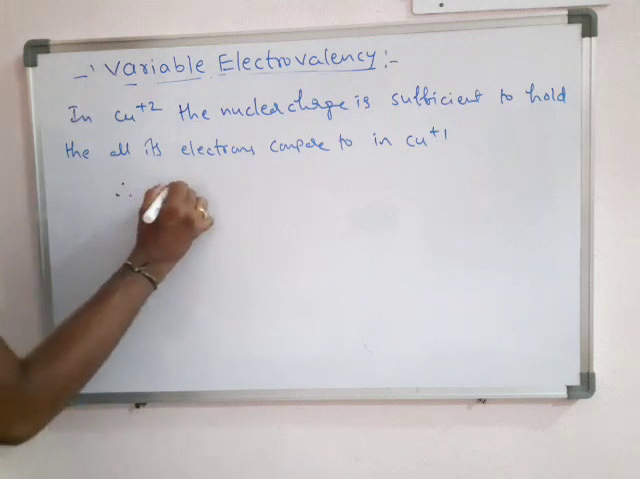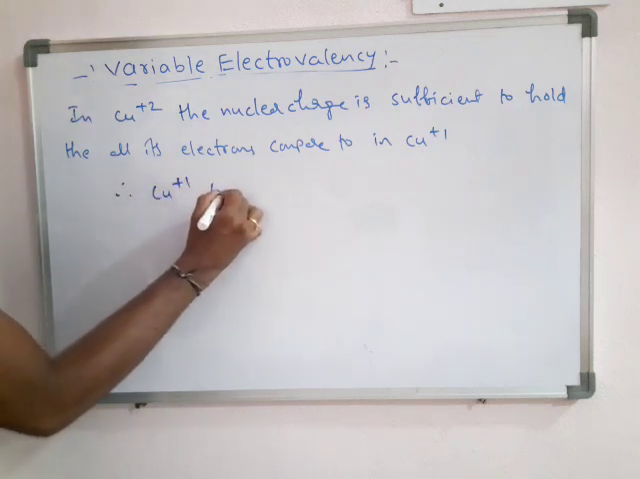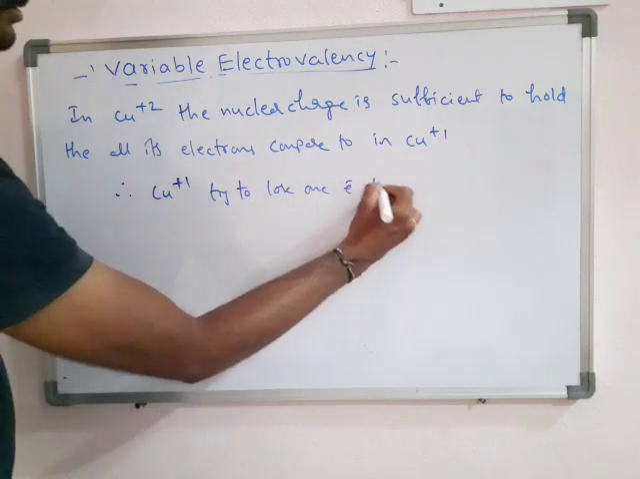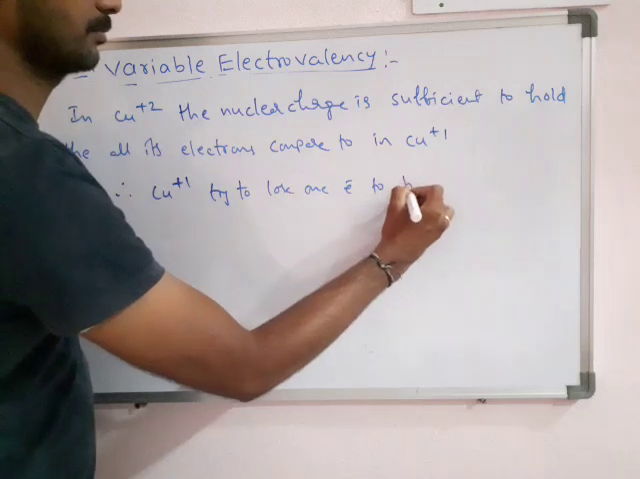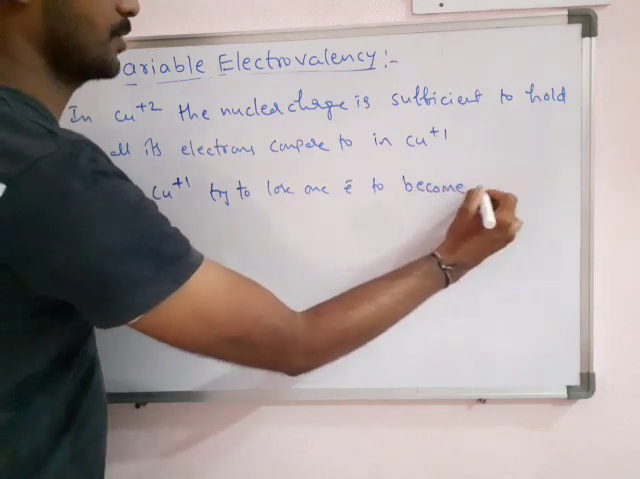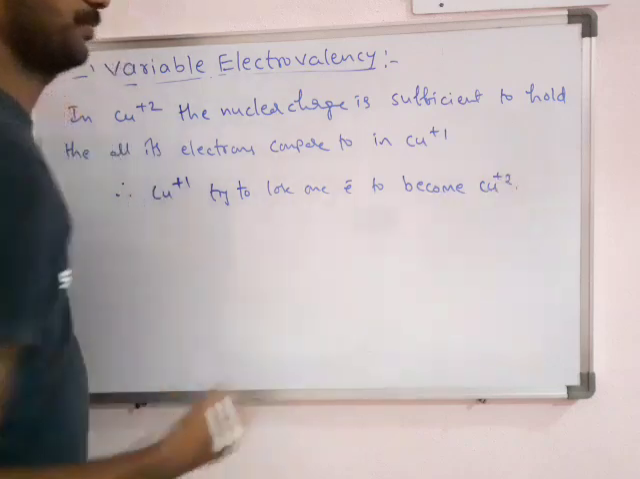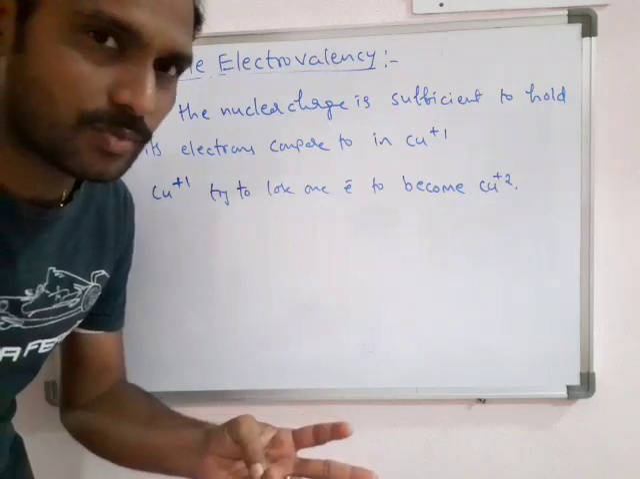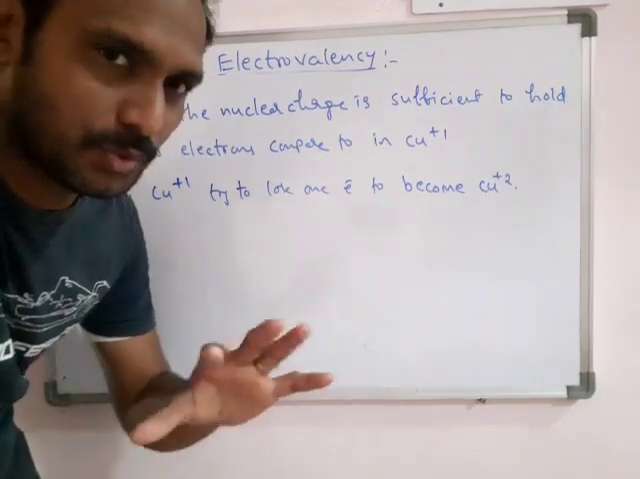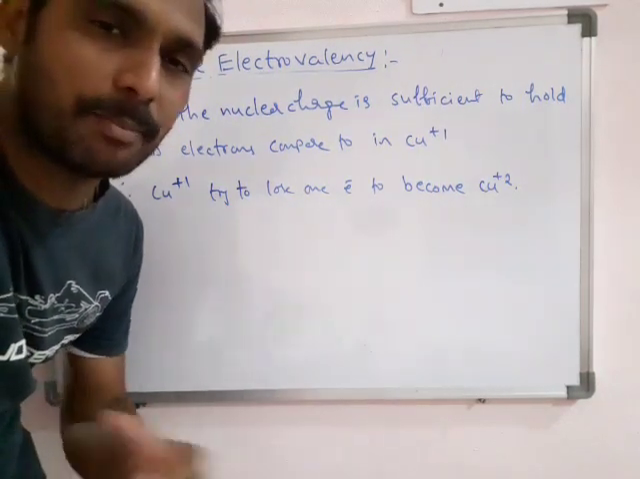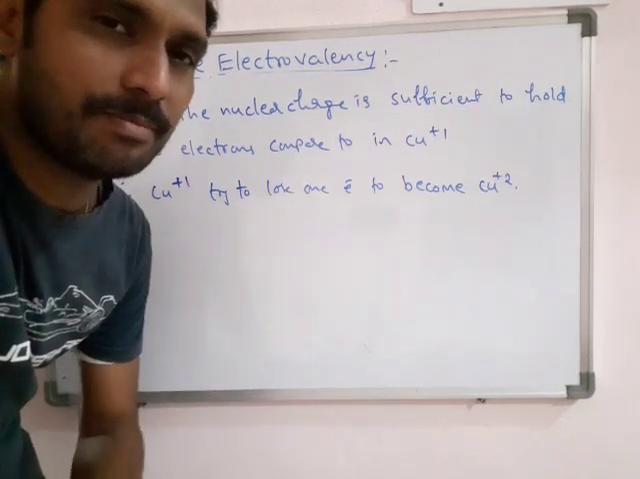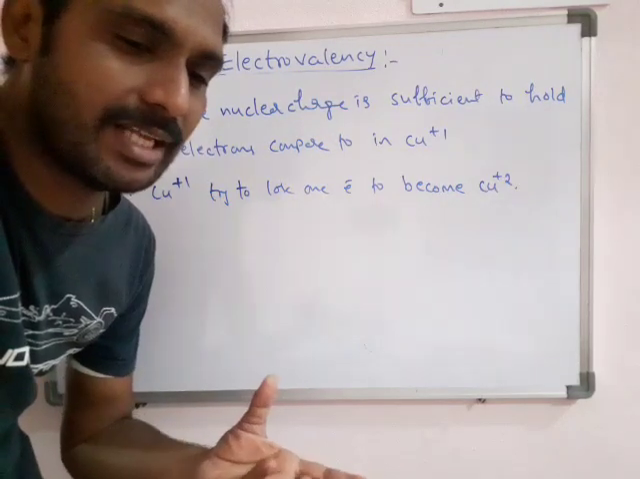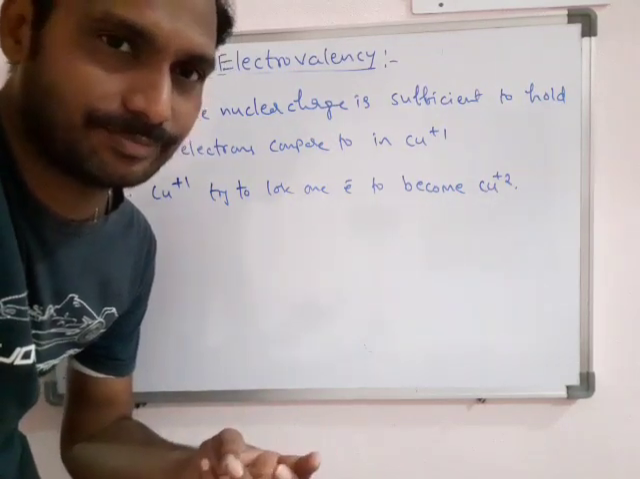So therefore Cu plus 1 tries to lose one electron to become Cu plus 2. In total, we can say iron has plus 2 and plus 3, two different types of valencies in different compounds. Copper also has plus 1 and plus 2, two different valencies in different compounds. Means their electrovalency is not fixed.